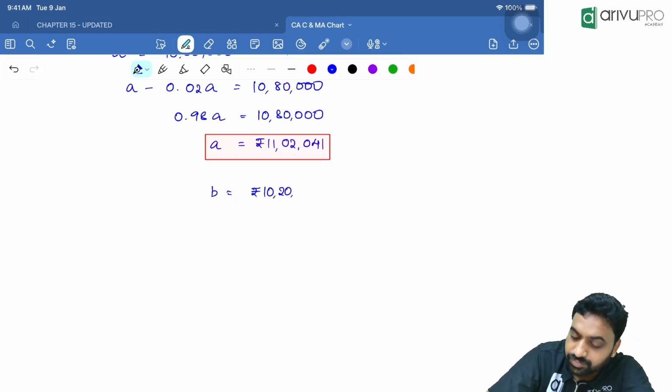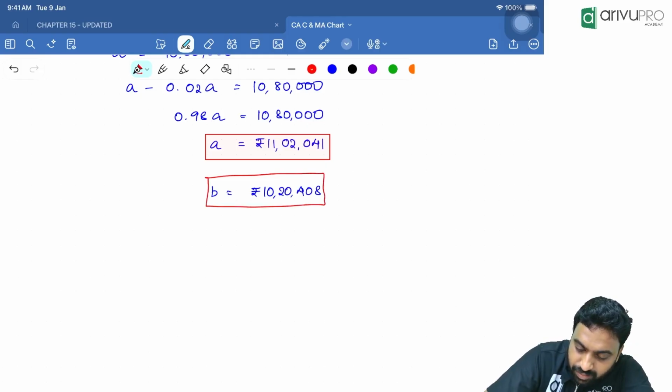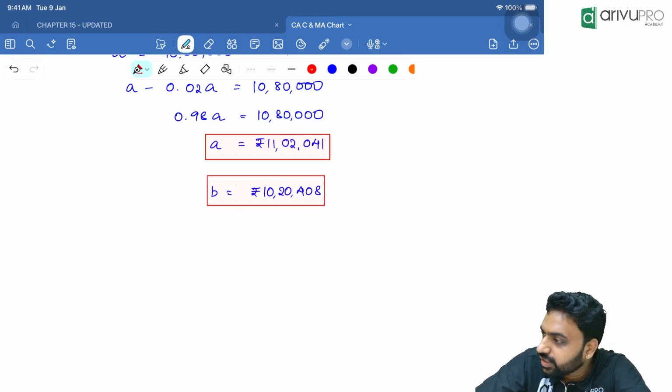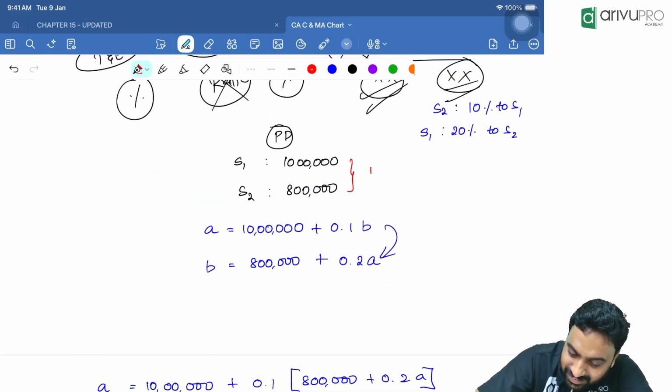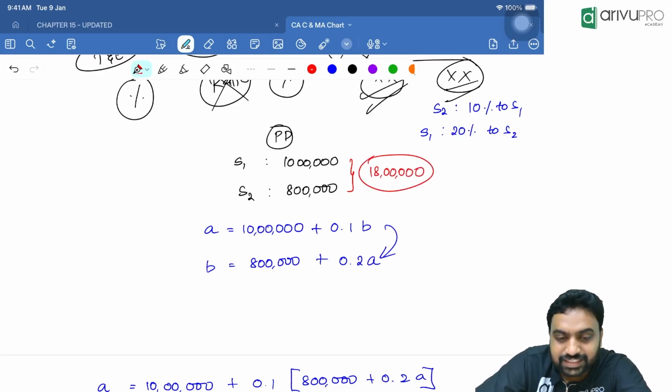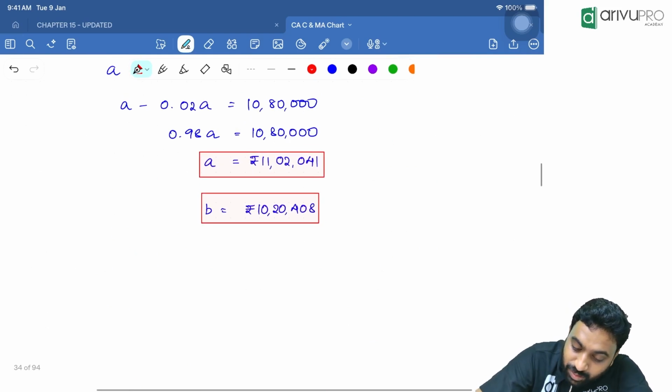Ten lakh 20,000 408. This will be B. Correct? Now, guys, we know that our total overhead is 18 lakh. Service department total overhead is how much? 18 lakh. Here, how much is it coming?